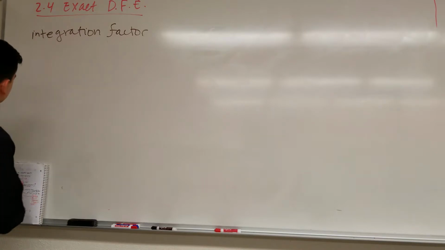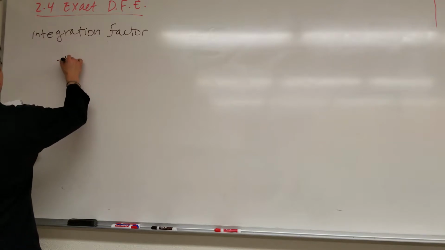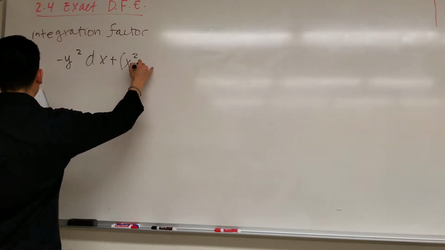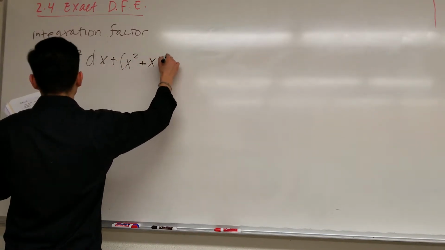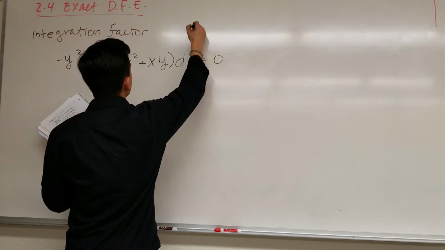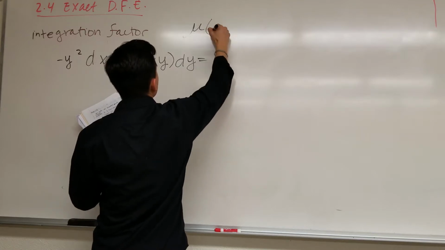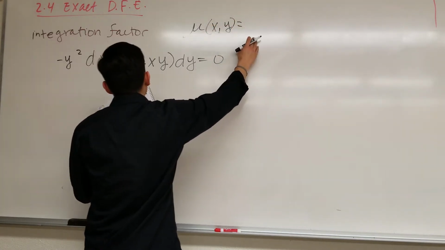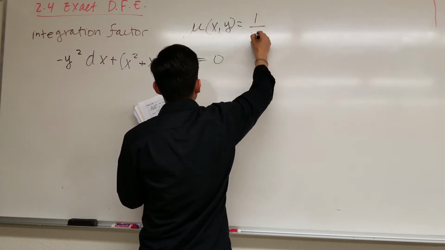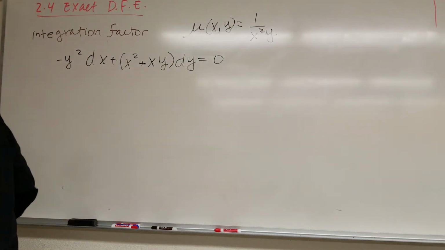So let me show you what I'm talking about. Okay, so we have negative y squared dx plus x squared plus x dy equal to 0. And then our integration factor is usually indicated by this mu, mu of x, y. That's going to be equal to 1 over x squared y.